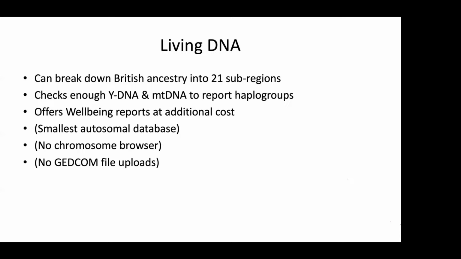Living DNA is a British company, and they took advantage of a big DNA study done by Oxford University called The Peoples of the British Isles. What that and their own subsequent research has done is allowed them to break British ancestry into 21 subregions. If you have a lot of British ancestry, that may be very interesting to you. Like 23andMe, they check enough of your Y DNA and mitochondrial DNA to report haplogroups. They offer what they call well-being reports at an additional cost.